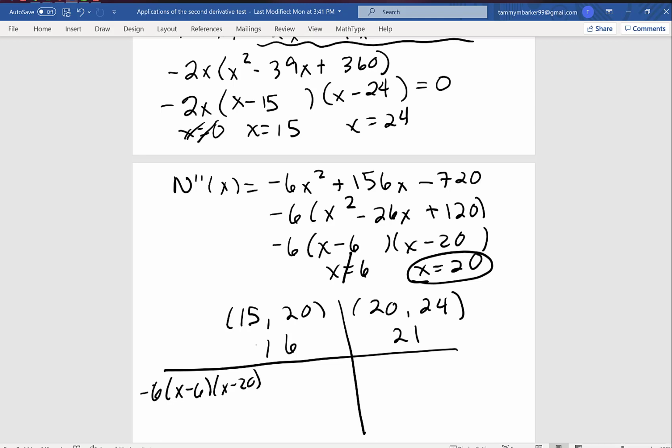So for the 16, I have negative 6. 16 minus 6 is positive. 16 minus 20 is negative. So this is positive. This is concave up. And then with 21, I have negative 6, which is negative. Then I have 21 minus 6 is positive. 21 minus 20 is positive. Negative, positive, positive is negative. This is concave down.